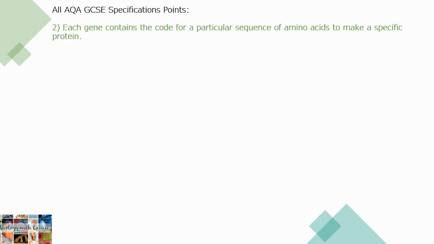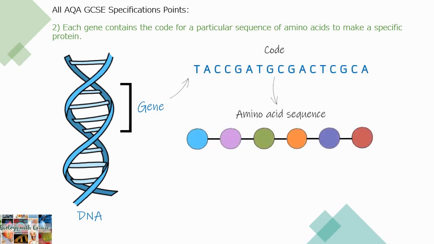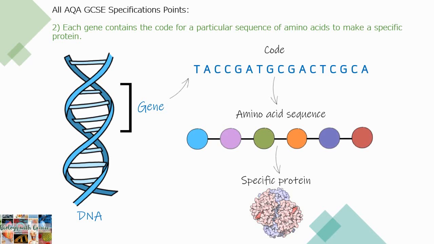For our second point, we are going to be discussing which component of DNA actually codes for an amino acid sequence and how this makes a specific protein. Firstly, we have our DNA structure, our DNA double helix, and here we've got a gene selected. The gene codes for an amino acid sequence, and this is what produces a specific protein.